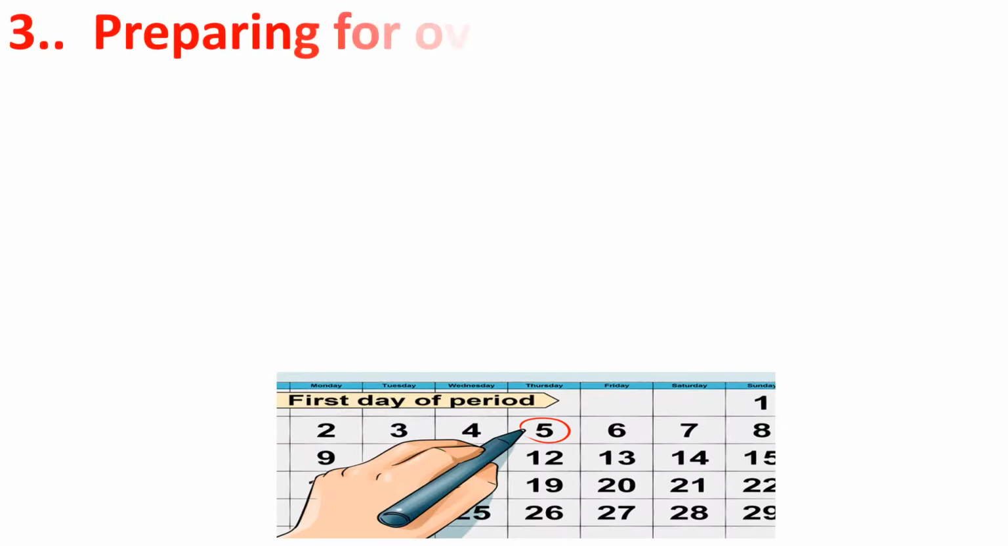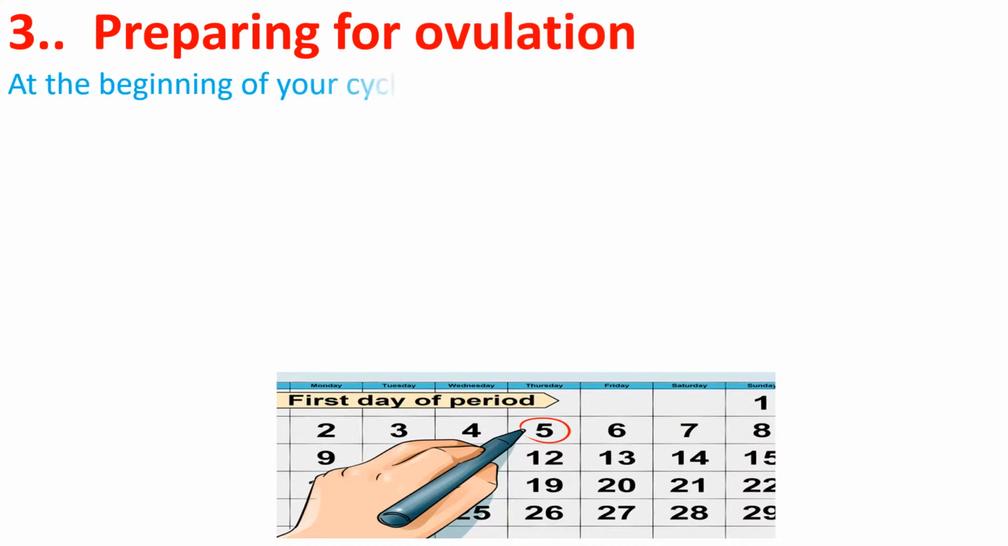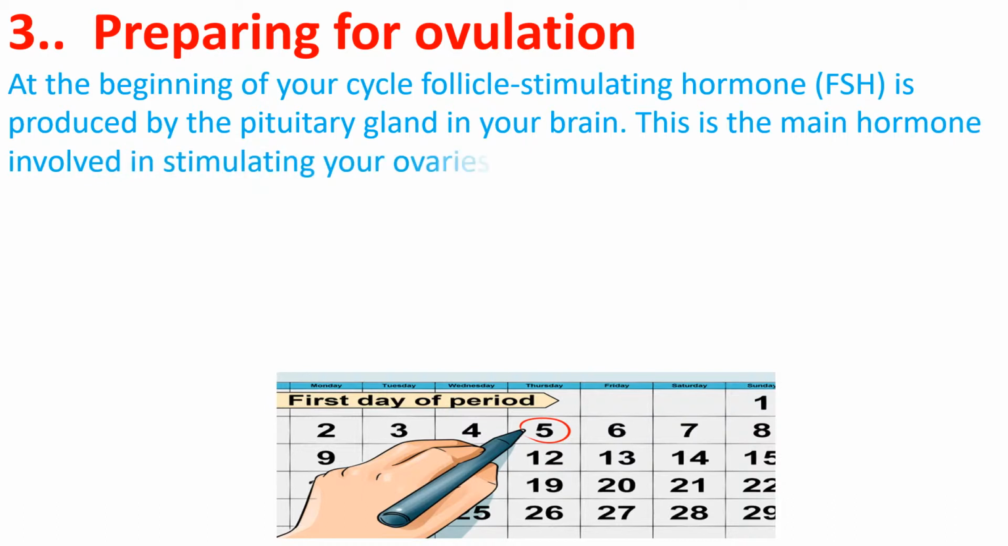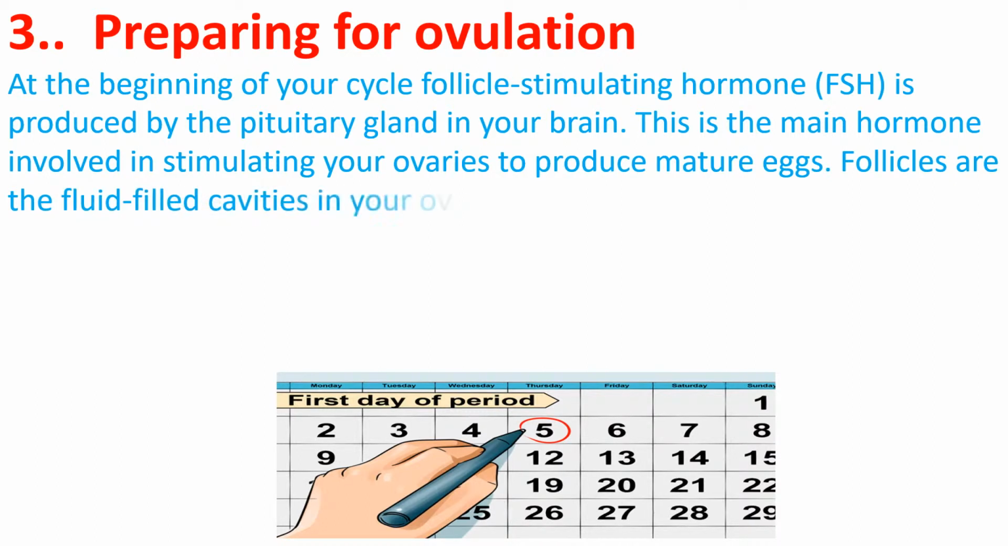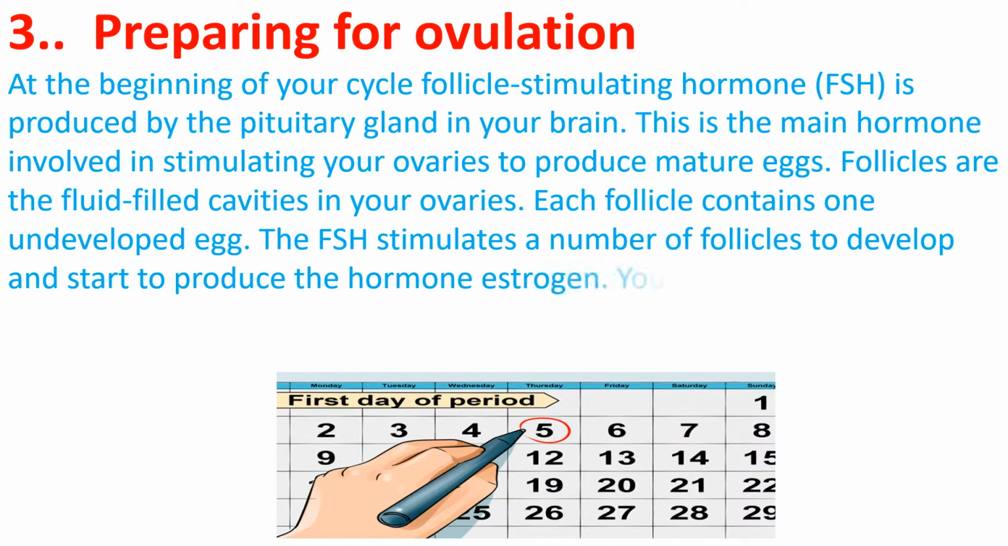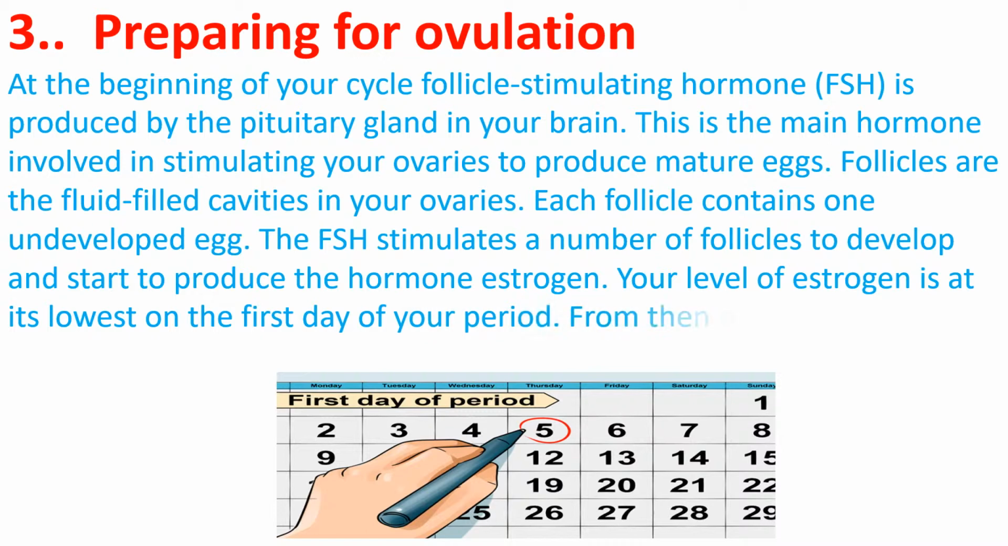3. Preparing for ovulation. At the beginning of your cycle, follicle-stimulating hormone, FSH, is produced by the pituitary gland in your brain. This is the main hormone involved in stimulating your ovaries to produce mature eggs. Follicles are the fluid-filled cavities in your ovaries. Each follicle contains one undeveloped egg. The FSH stimulates a number of follicles to develop and start to produce the hormone estrogen. Your level of estrogen is at its lowest on the first day of your period. From then on, it starts to increase as the follicles grow.